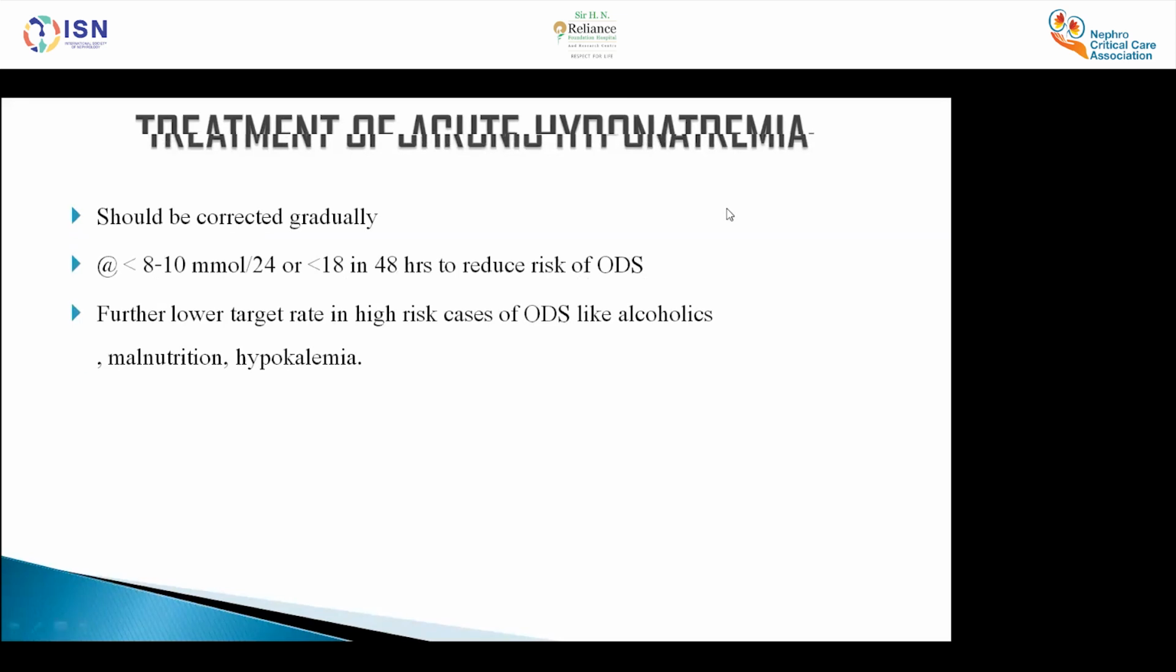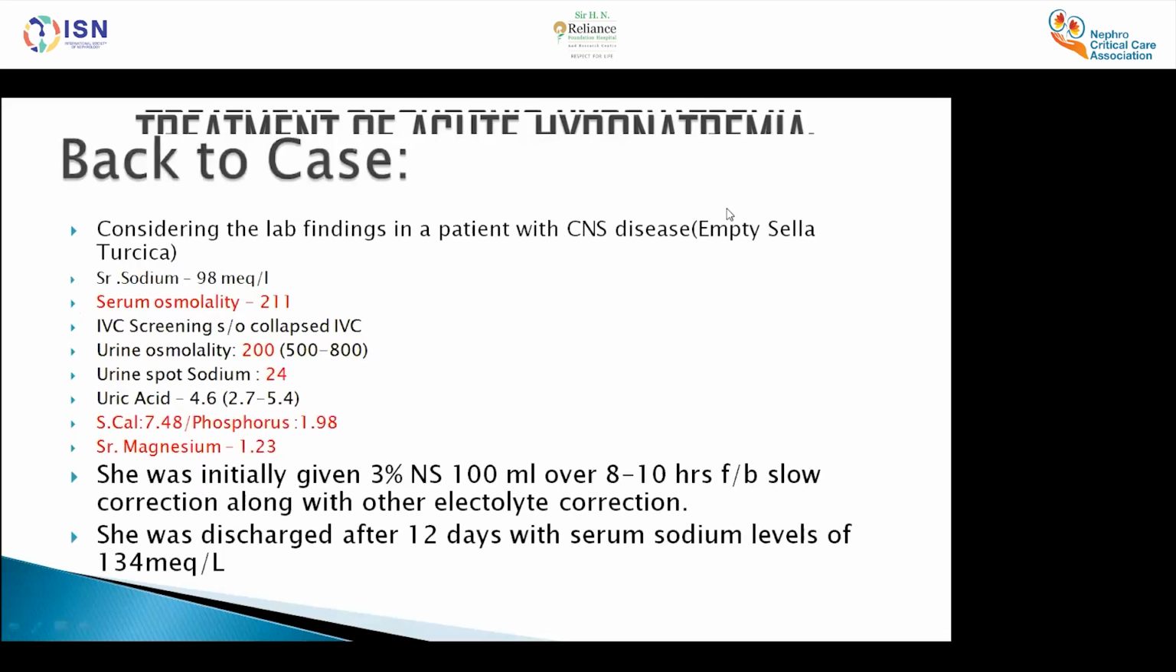Treatment of chronic hyponatremia: this should be corrected gradually, no acute correction should be advised as the patient has been chronically ill with it. A correction rate of 8 to 10 millimoles per 24 hours, or less than 18 in 48 hours, is usually recommended to reduce the risk of osmotic demyelination syndrome. Further, a lower target in high-risk cases like alcoholics and malnutrition with hypokalemia. So back to the case, considering the lab findings in our patients.